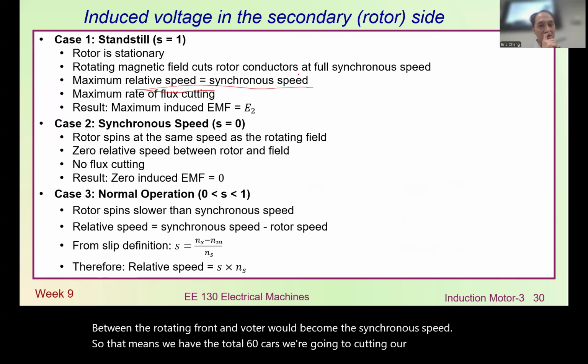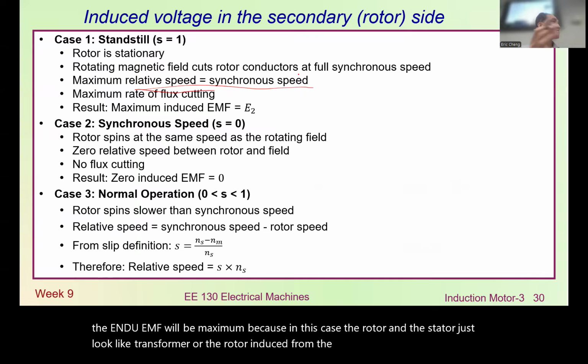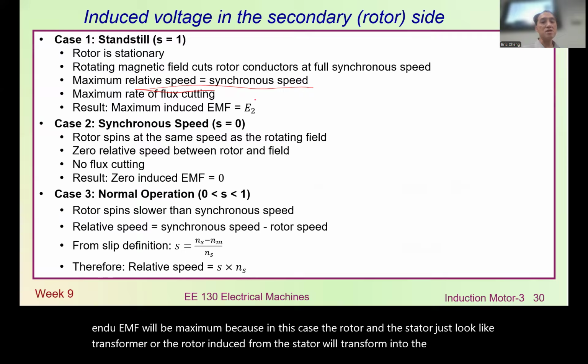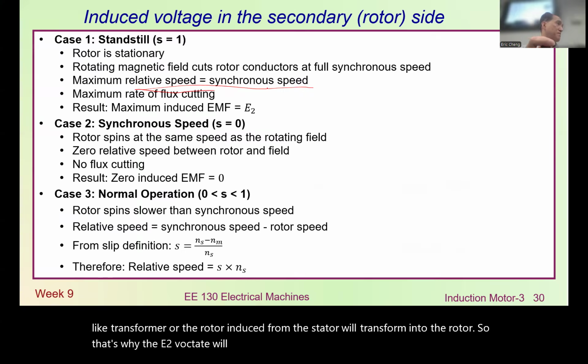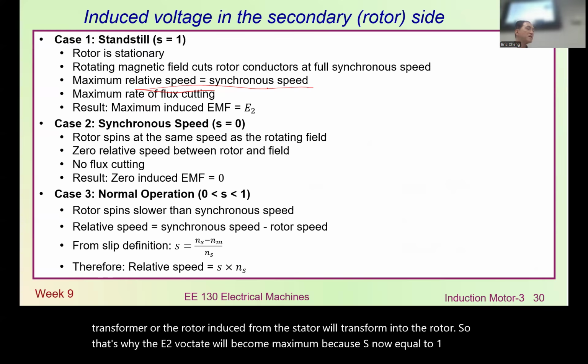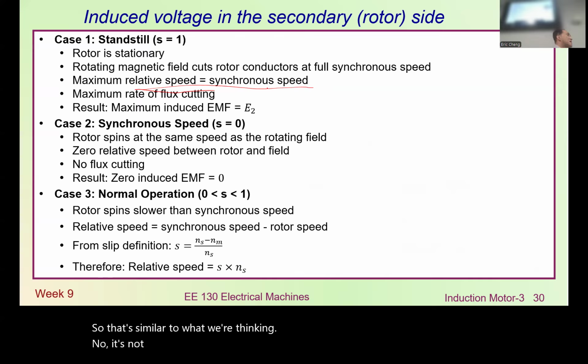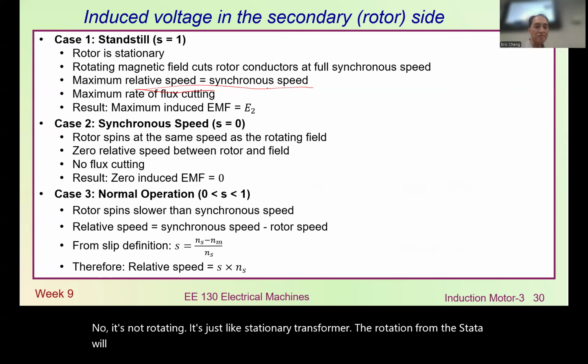And then the induced EMF will be the maximum, because in this case the rotor and the stator just look like a transformer. All the voltage induced from the stator will transform into the rotor. So that's why the E2 voltage will become maximum, because S is now equal to 1. That's similar to what we're thinking. When a rotor is not rotating, it's just like a stationary transformer. The voltage from the stator will transform all into the rotor.